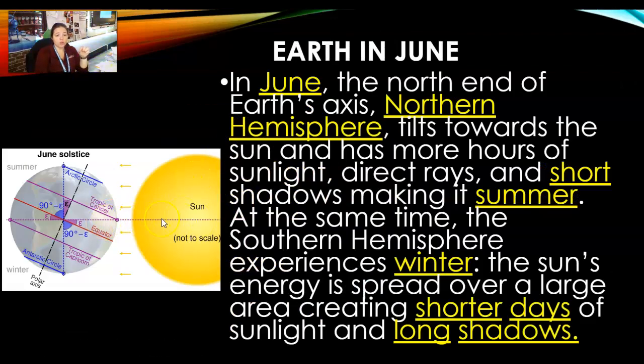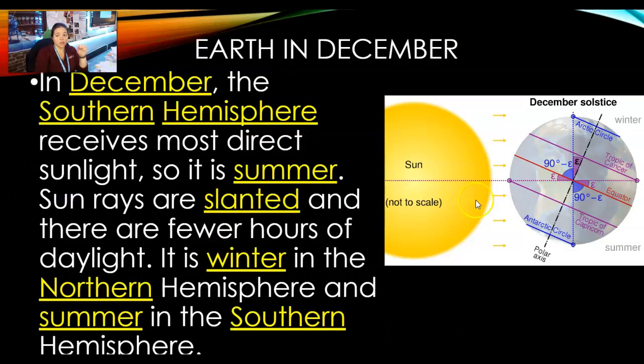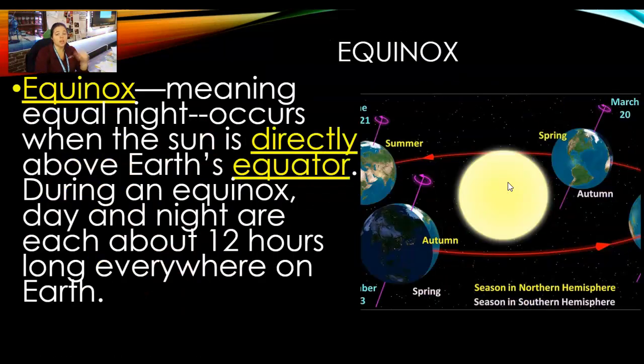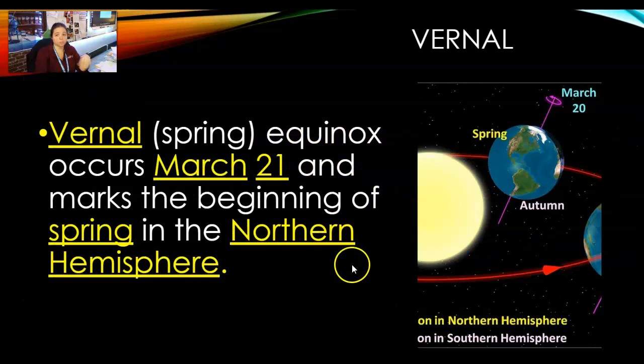I'm going to hop back. For June, the sun is directly on the Tropic of Cancer. In December, it's directly on the Tropic of Capricorn. For the equinox, it's directly at the equator, or equal, 12 and 12. It's everywhere on Earth. It will be 12 hours of daylight, 12 hours of darkness. Now they have special ones.